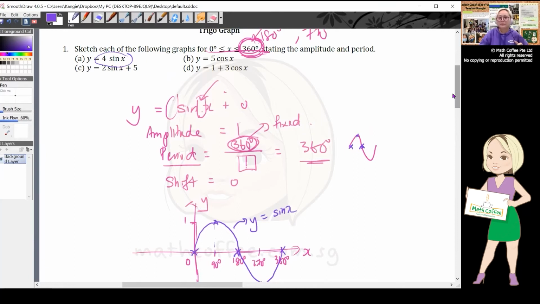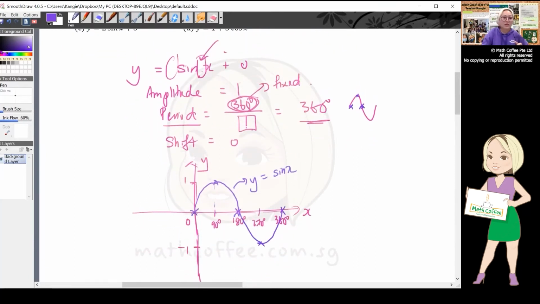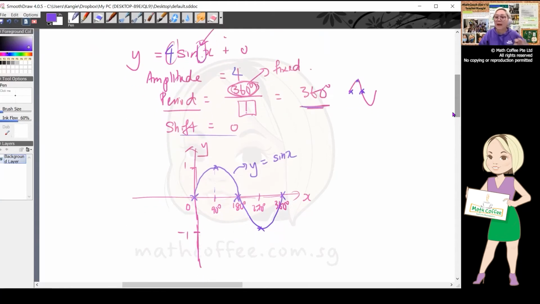x. Okay, 4 sine x. I'm going to change this to 4, right? The only change is my amplitude becomes 4. My period still remains 360, so actually I can use the same graph. And the shift is still 0. The only change is what? My amplitude is 4, the maximum is 4, the minimum is -4. So I just need to change this to 4 and this to -4. And of course, this one goes like that. y equals 4 sine x. I'm done with my drawing.